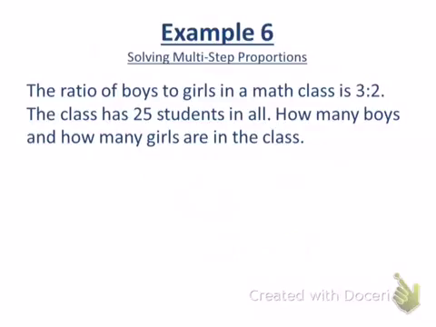All right? We're getting close. Y'all hang with me. This is a difficult one. The ratio of boys to girls in a math class is 3 to 2. That's about what we've got here. The class has 25 students in all. How many boys and how many girls are in the class?